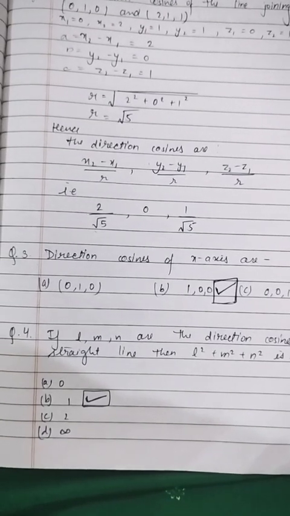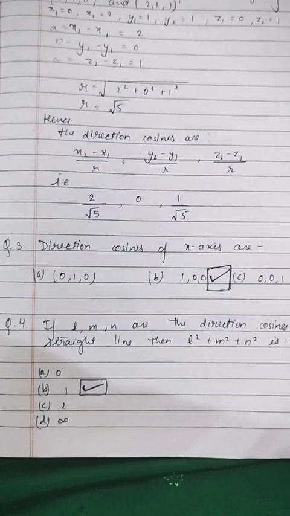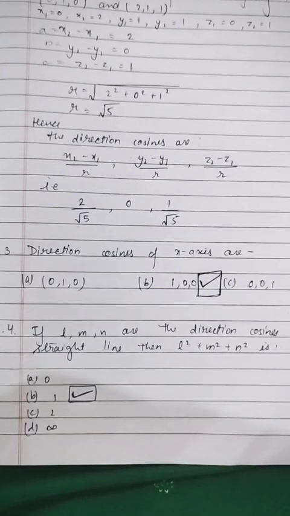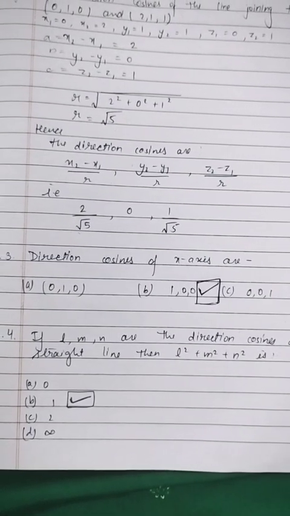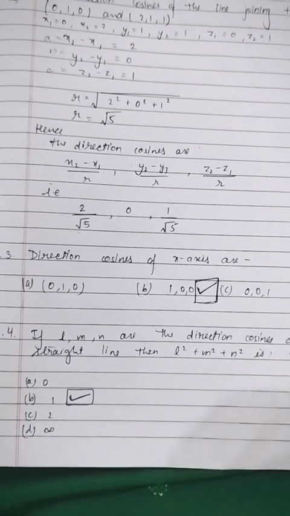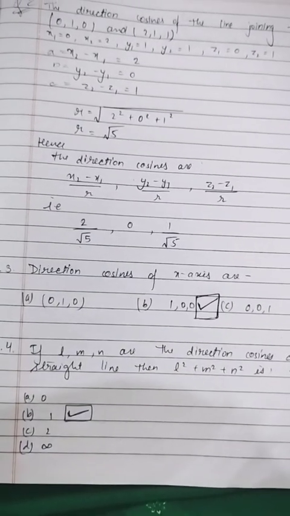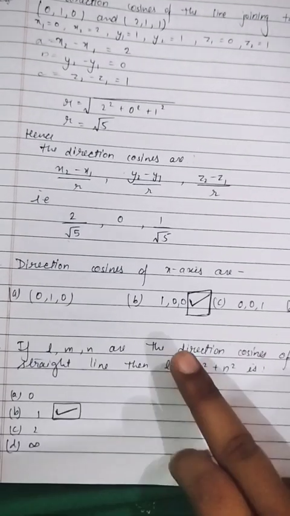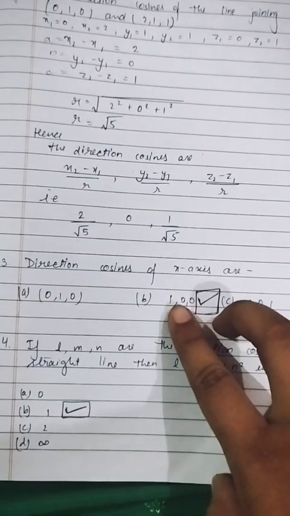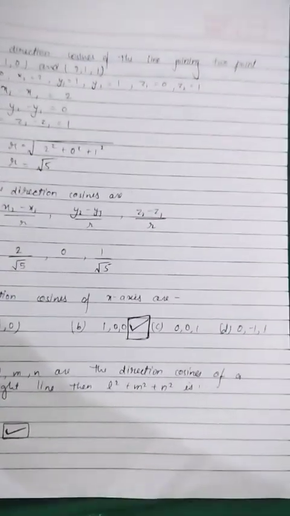Now we will come to some MCQ type questions. Here is question number 3: direction cosines of the x-axis are. For this, we have also previously discussed in the theory part what the direction cosines of the x-axis, y-axis and z-axis are. So option B, that is 1, 0, 0, will be the right answer.